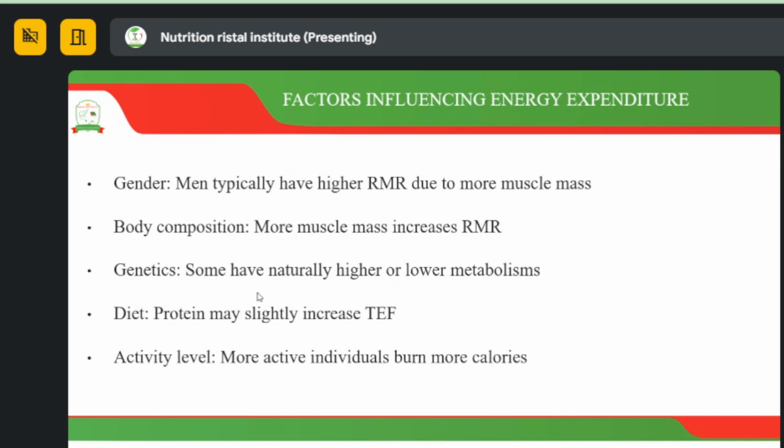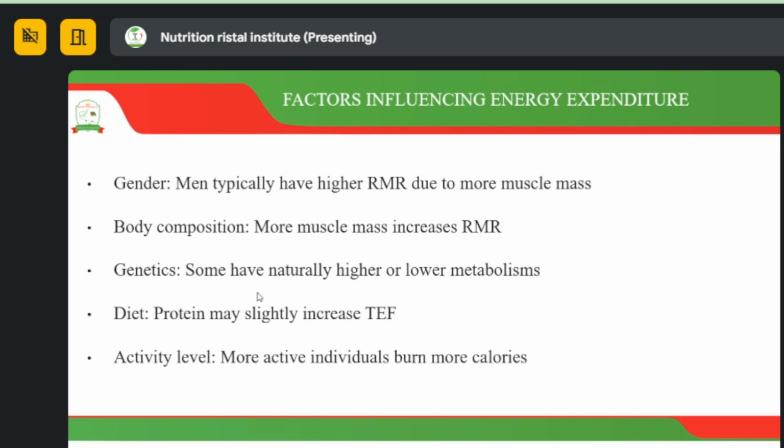The answer is right there because protein foods have a slightly increased thermic effect of food. So that's actually what it is. So you could have an approach in that manner for that question.